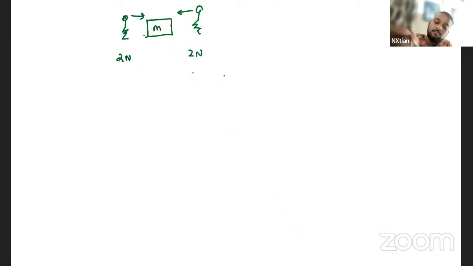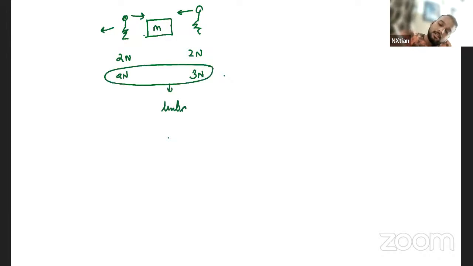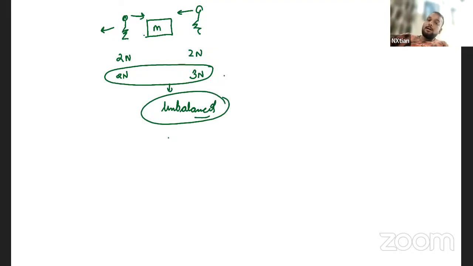The object will move towards this direction. So in this case, this becomes an unbalanced force because the 3 Newton one is putting more force, more push, so that the box can move and he can win the game. Understood? Yes or no? Okay. Next question. Next Pranna, please.